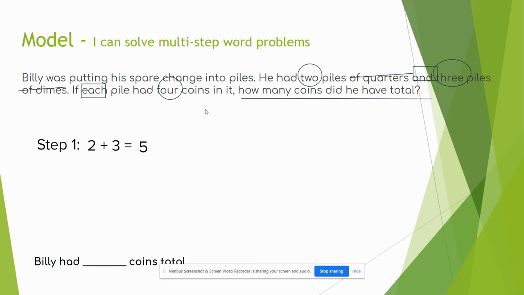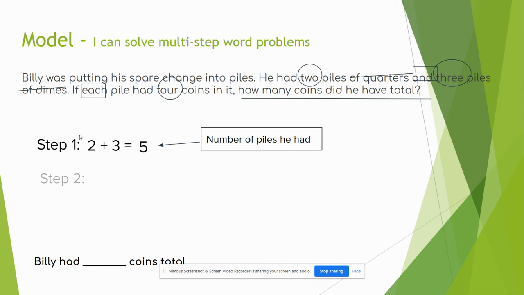So if you notice, we crossed out "of quarters" and "of dimes," because it's not asking how much money he has, what's the value. We just want to know how many coins. So I'm going to cross it off so it doesn't confuse me. Right now I know he has 5 piles, and each pile has 4 coins. So I'm going to take 5 and multiply it by 4. And he has 20 coins. He has 20 coins, not $20, not 20 cents. He has 20 coins.